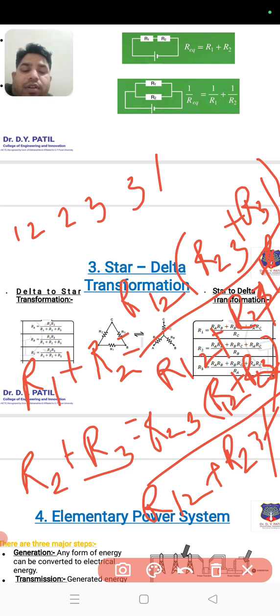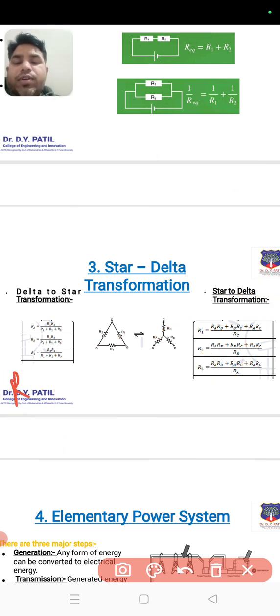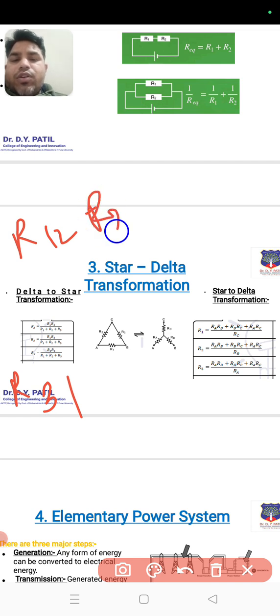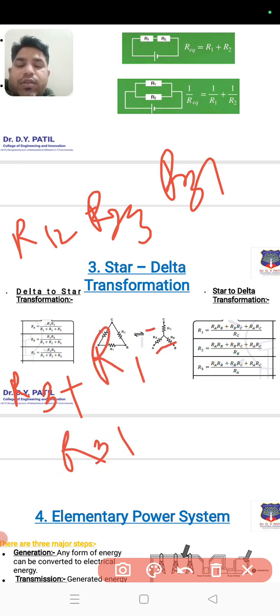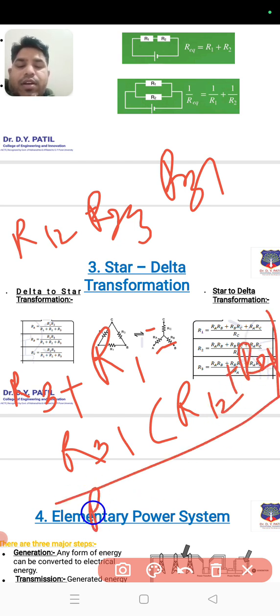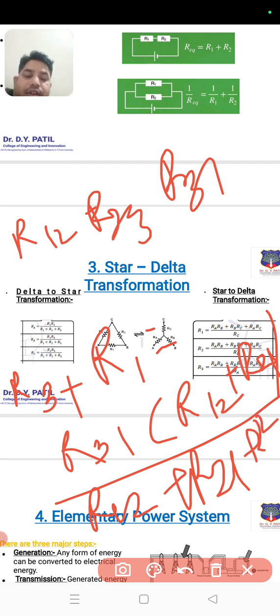Same for R31. R31 is R12, R23 and R31. Same, R3 plus R1 is equal to what? R31 into bracket R12 plus R23 divided by R12 plus R23 plus R31.